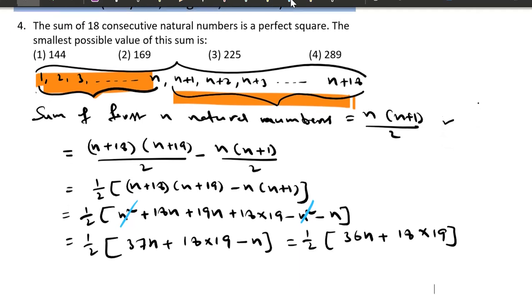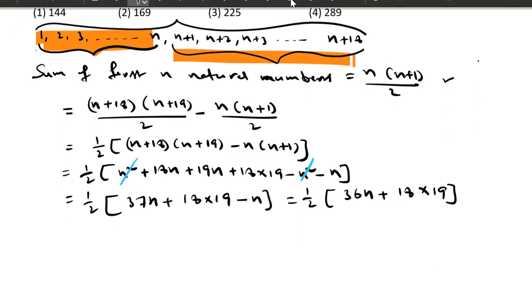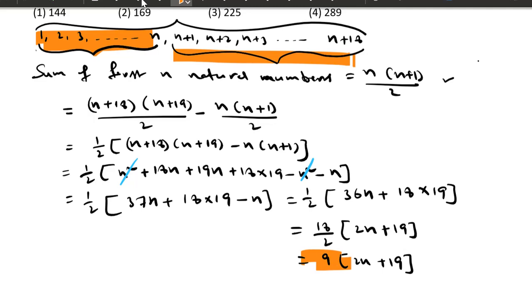Then if you simplify this value, in these two terms I am taking 18 common, so 18 by 2 into 2n plus 19. Then finally we got 9 into 2n plus 19. So the resultant contains 9 as a factor. 9 is a factor for the resultant number, no?